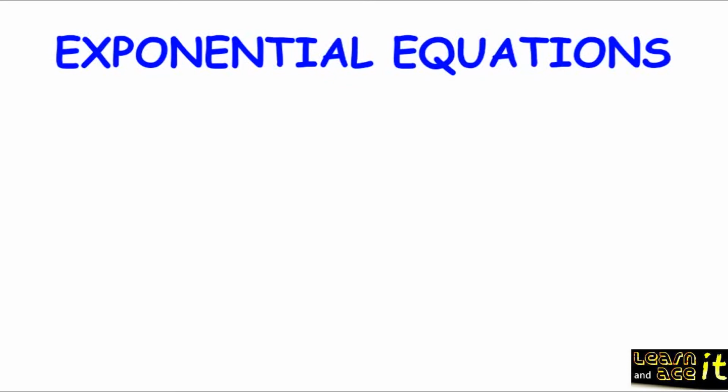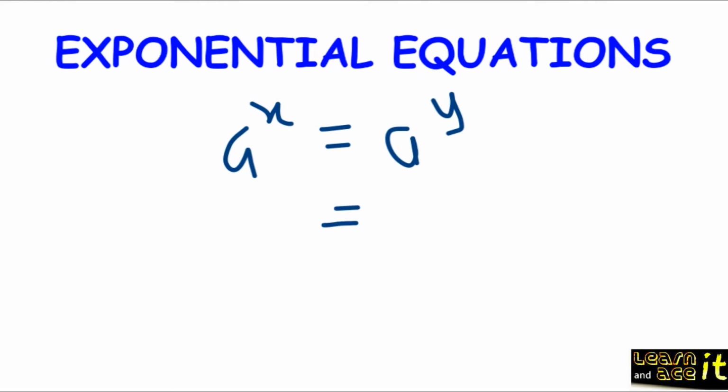Okay, so for example, if you have a to the power of x equal to a to the power of y, seeing that the bases are the same on either side of the equation, you can go on to equate the exponents. So that will be x equal to y there. Alright, so let's take a closer look at an example to see how this works.